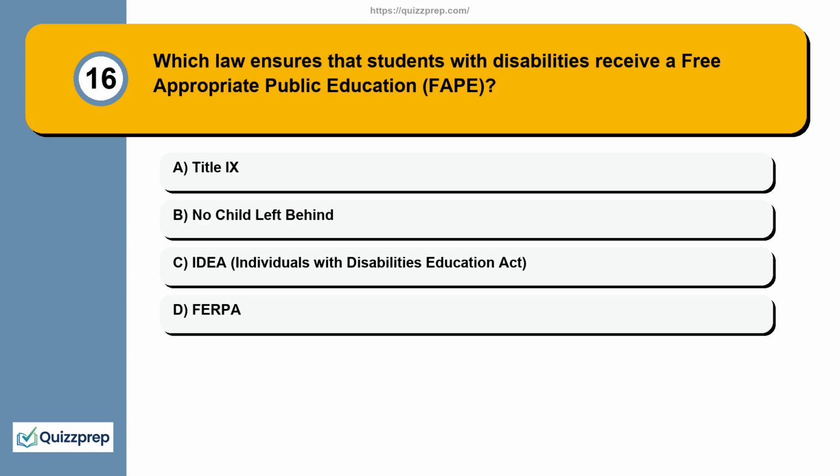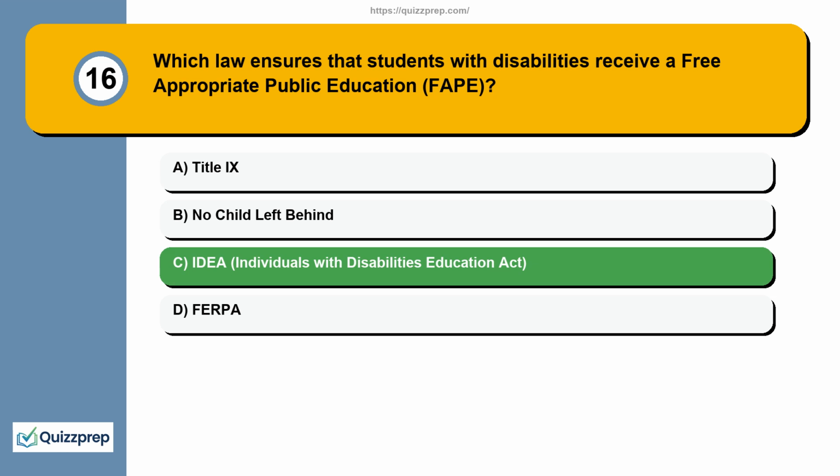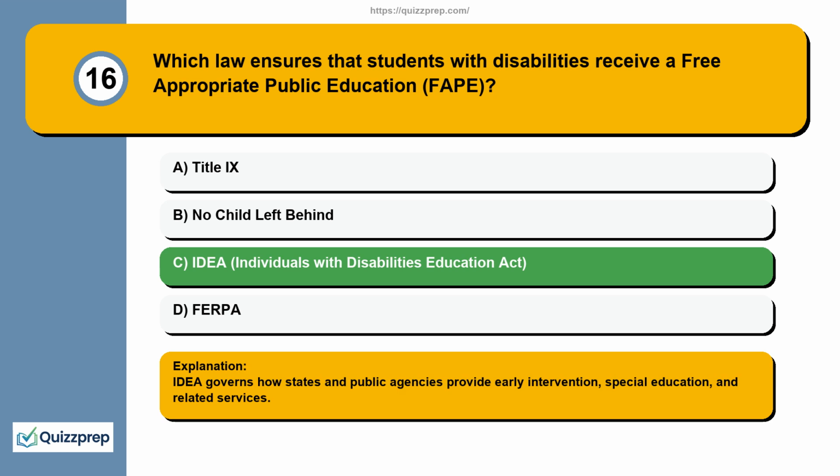Question 16. Which law ensures that students with disabilities receive a free appropriate public education, FAPE? Here are your options. Option A. Title IX. Option B. No Child Left Behind. Option C. IDEA, Individuals with Disabilities Education Act. Option D. FERPA. The correct answer is option C. IDEA, Individuals with Disabilities Education Act. Explanation. IDEA governs how states and public agencies provide early intervention, special education, and related services.